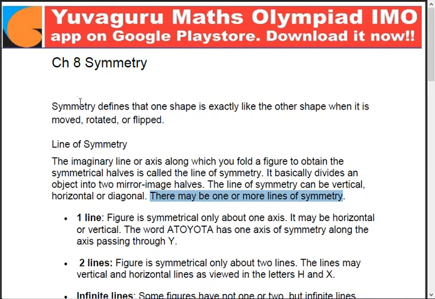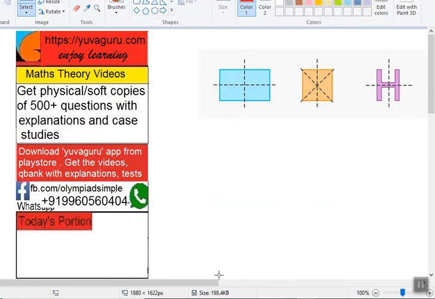What is symmetry? Symmetry defines that one shape is exactly like the other when it is moved, rotated or flipped. Okay. See, basically this is symmetry. If I rotate this or flip this, suppose if I bring this point on this side and the other point over here, it will be exactly the same. H also, this H. If I rotate this along this line, then what will happen? This will remain the same. So that is basically symmetry. That's why it's called moved, rotated or flipped.